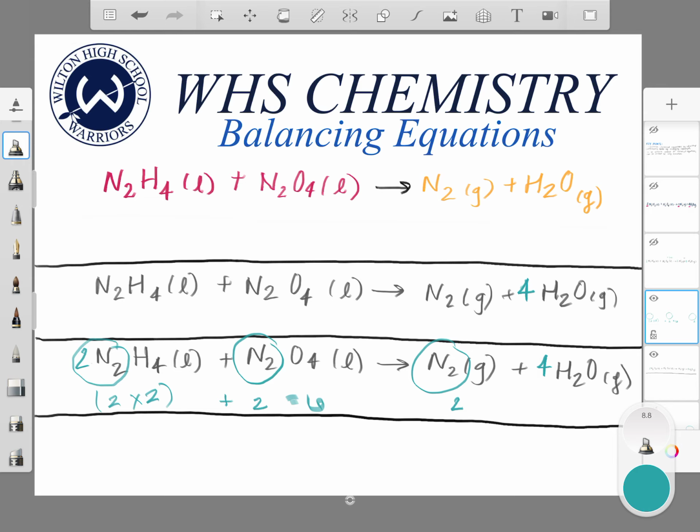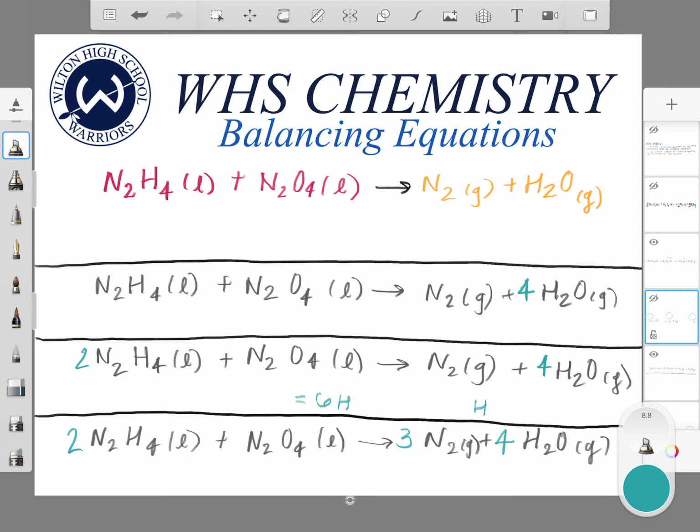So we know that we need to get 6 and 2 to equal each other, and we can do this by putting a coefficient in front of N2. If we put a 3 in front of N2, we do 3 times 2, and that gets us 6 nitrogens. So then those would equal. We can write a coefficient of 3 in front of the N2. So the last step we just did will give us 2N2H4 liquid plus N2O4 liquid yields 3N2 gas plus 4H2O gas.